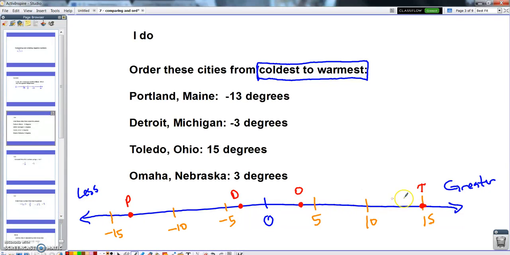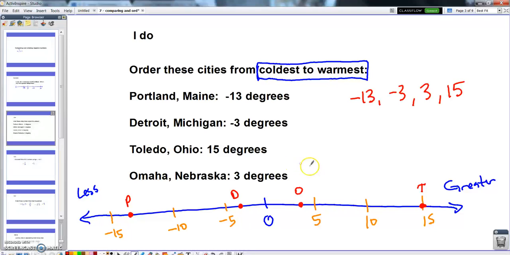And when I look now, I can see very easily the coldest city was obviously the one that's the most negative, and so that's going to be first coldest. My next coldest was Detroit at negative 3. My next coldest was Omaha at positive 3, and my warmest is Toledo at 15. If you don't pay a lot of attention, the number line makes this kind of foolproof.